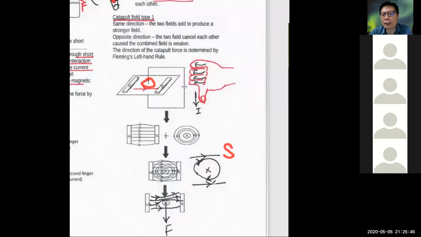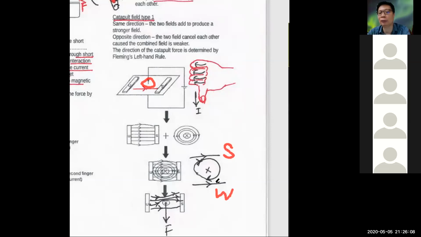Whereas at the bottom, this one is clockwise direction, this one goes to the right, the opposite direction, so they cancel out each other, so they become weak. W. So up here is strong magnetic field. Bottom here they cancel out, so become weak magnetic field.